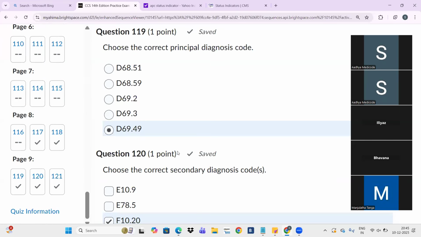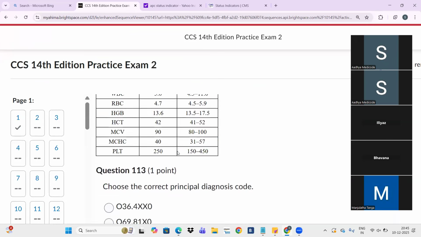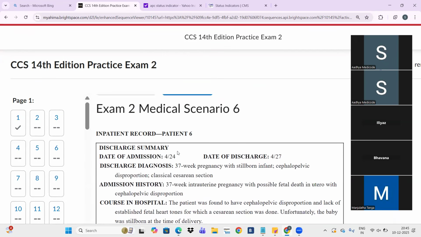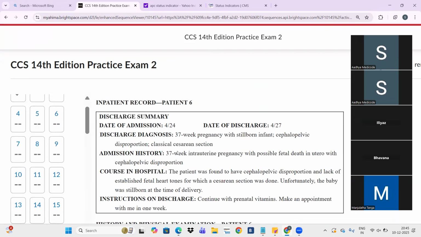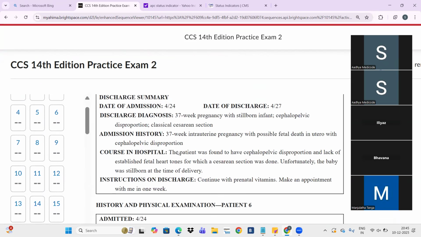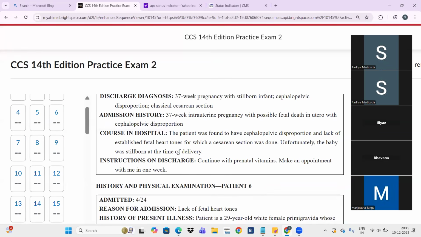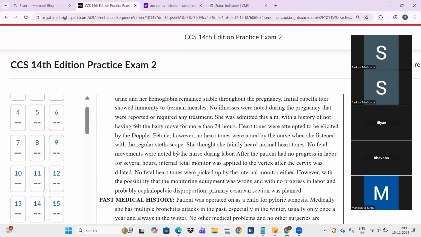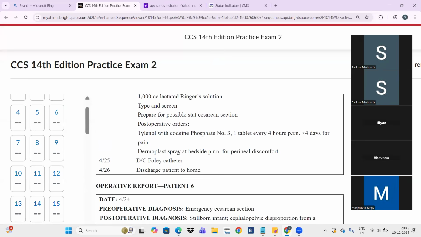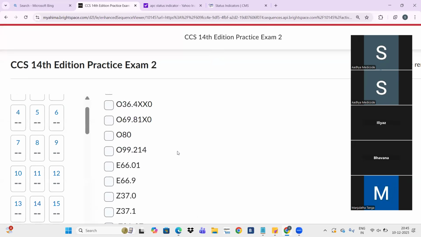We are not coding now, we are just discussing the PDX. This is the stillborn. Sir, here we should code stillborn, right? Yeah. The code is not matching actually. If they have not given the PDX in these codes, what is the code? That is what I am asking you people.